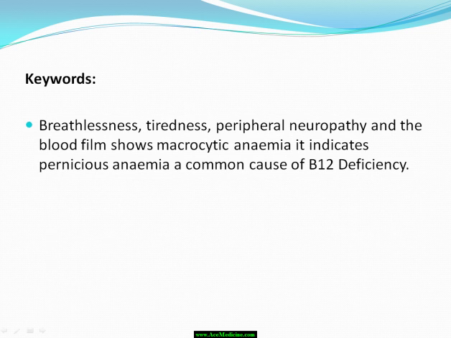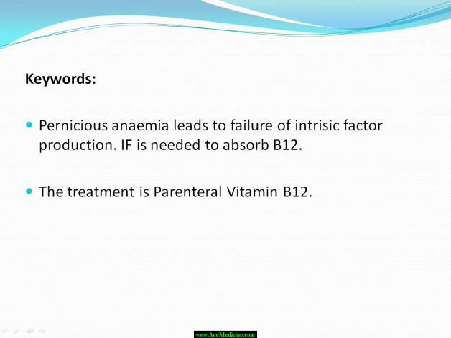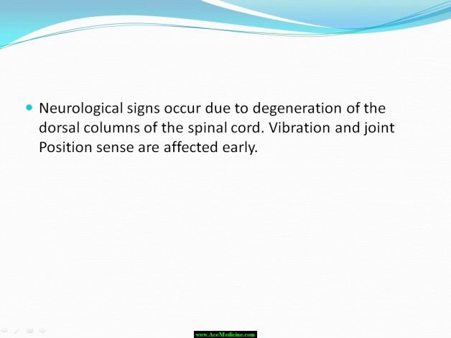So breathlessness, tiredness and peripheral neuropathy, and the blood film shows macrocytic anemia indicates pernicious anemia, a common cause of B12 deficiency. Pernicious anemia leads to a failure of intrinsic factor production. IF is needed to absorb B12. The treatment is parenteral vitamin B12. Neurological signs occur due to degeneration of the dorsal columns of the spinal cord. Vibration and joint position sense are affected early.